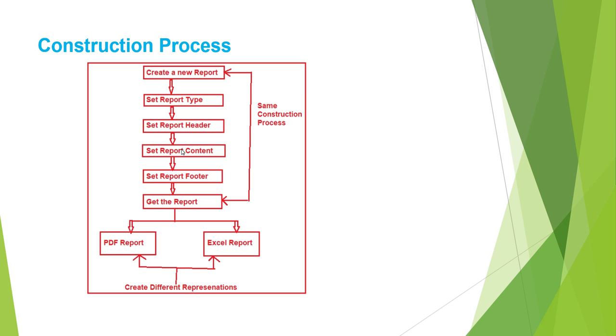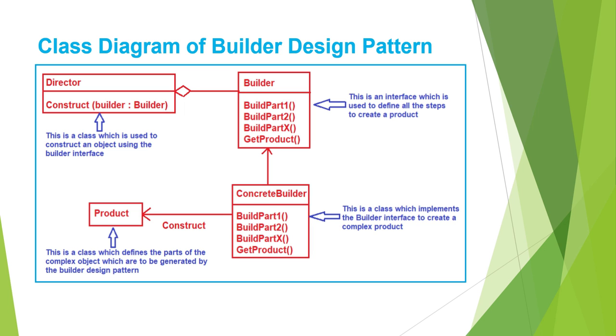This construction process is going to be the same for both the PDF as well as the Excel report, right? And finally, we'll get the output either in XML format or in a different format, right? Before implementing this report example, let us first understand the class diagram of the builder design pattern.